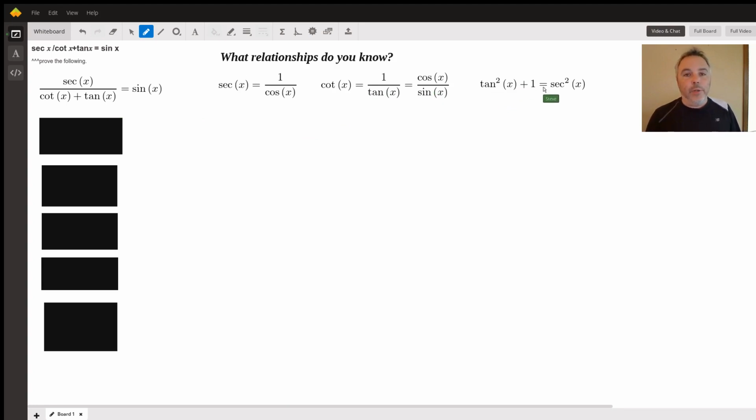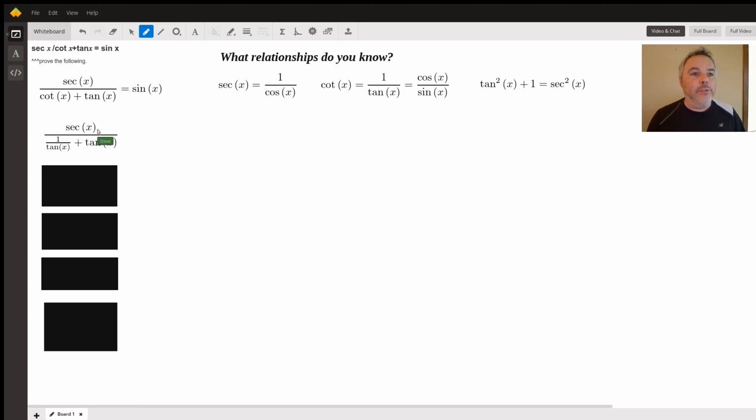Another one that's going to be useful is sine squared plus cos squared equals 1, but you can use this one as well. This should be in your algebra or trigonometry book: tan squared plus 1 equals secant squared. I like to have those available, so have those trig identities available anytime we do a problem like this.